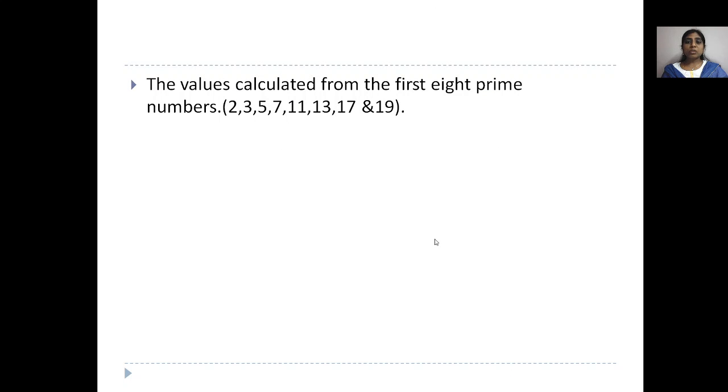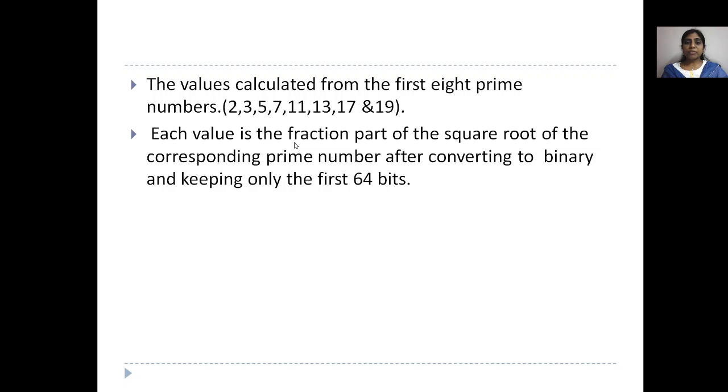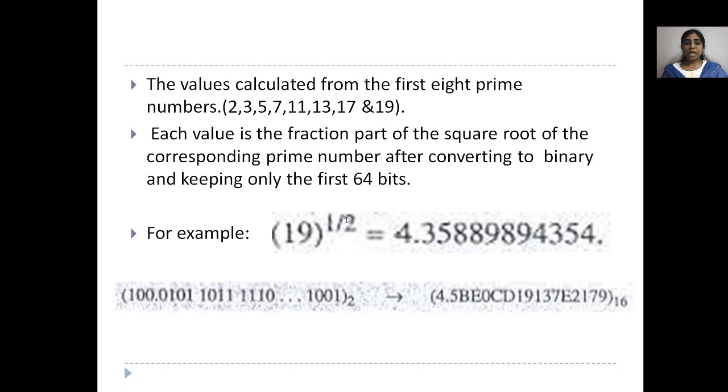Once the values are calculated, these are the first 8 prime numbers. Each value is the fraction of the square root of the corresponding prime number, converted to binary, keeping the first 64 bits. For example, if we are converting 19 power 1 by 2, this is the value which can be changed into the hexadecimal value.